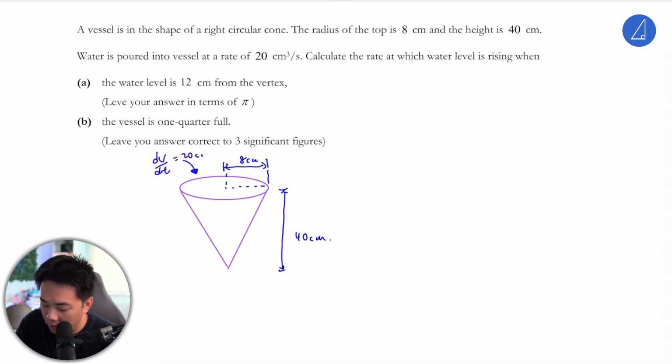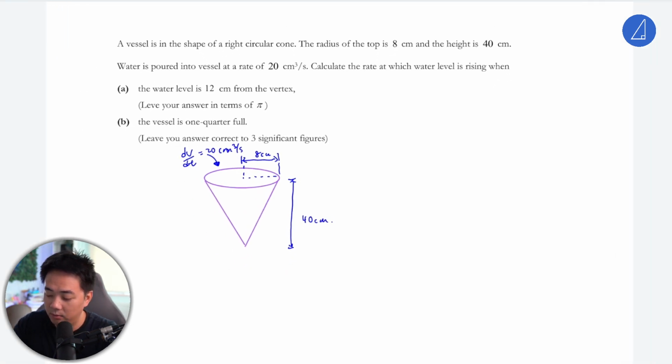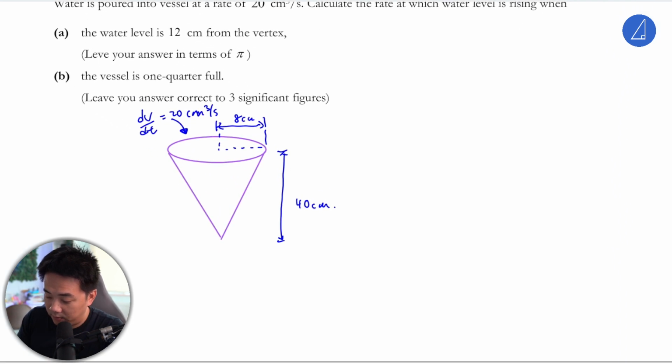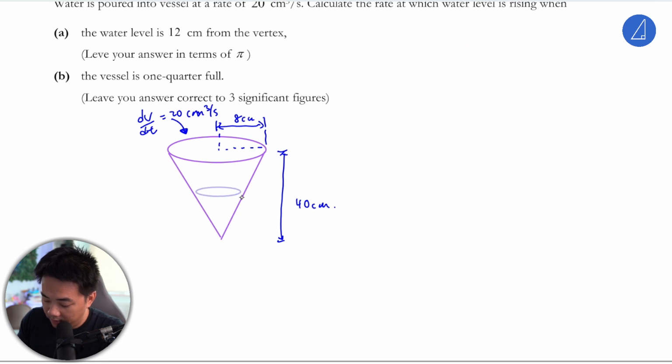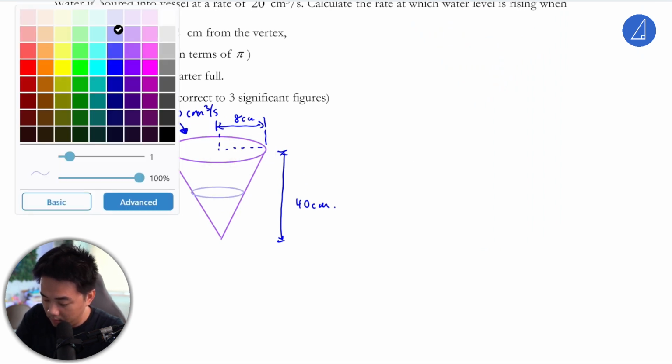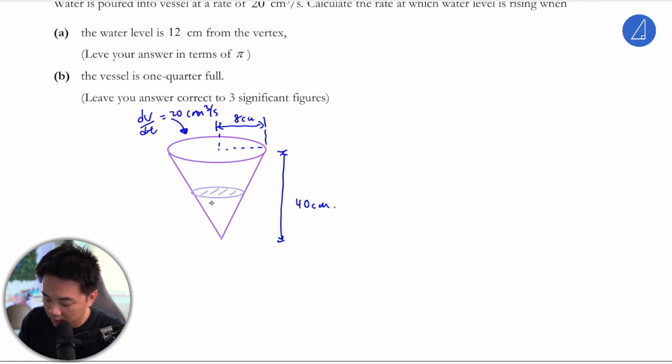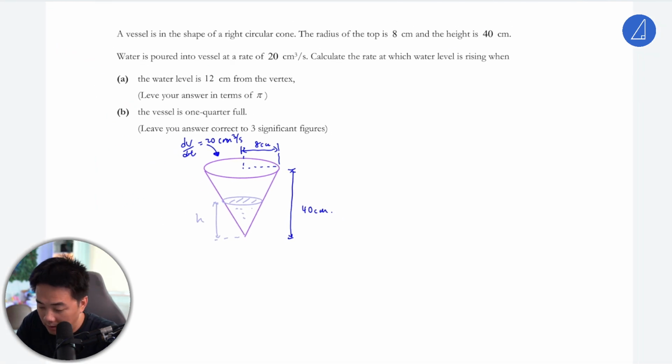is 20 cubic centimeter per second. Calculate the rate at which the water is rising when the water level is 12 cm from this vertex. Vertex is this pointy edge here. So meaning if say I've got water level here, this is the water when this is the height. It is varying.